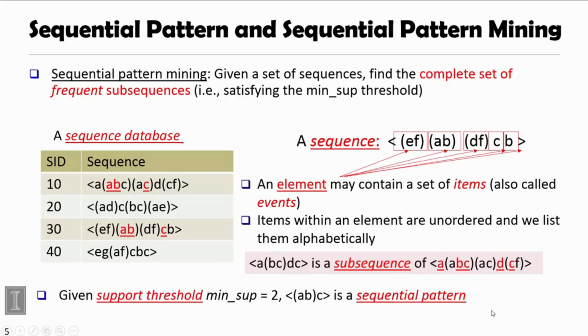Then sequential pattern mining. The sequential pattern essentially is, if you set a support, like a minimum support is 2, that means at least the 2 sequences contain these subsequences. You find those subsequences, this is a sequential pattern. For example, A, B getting together, then C. In this sequence database, this is a pattern of support 2.